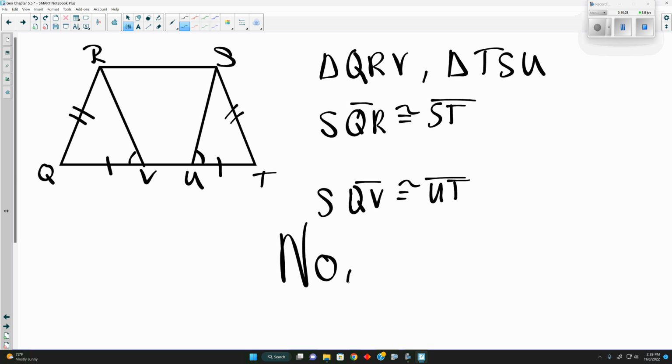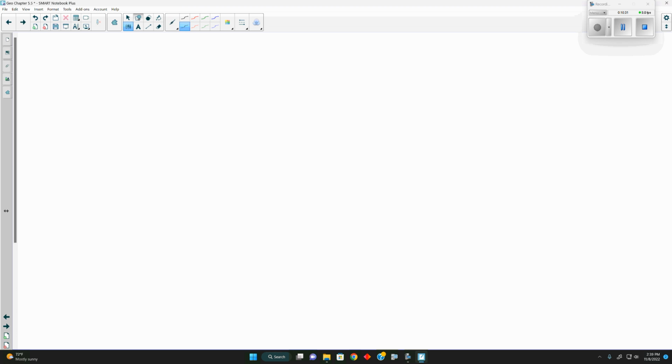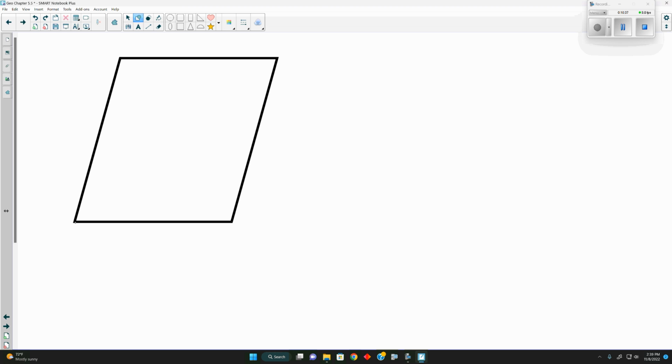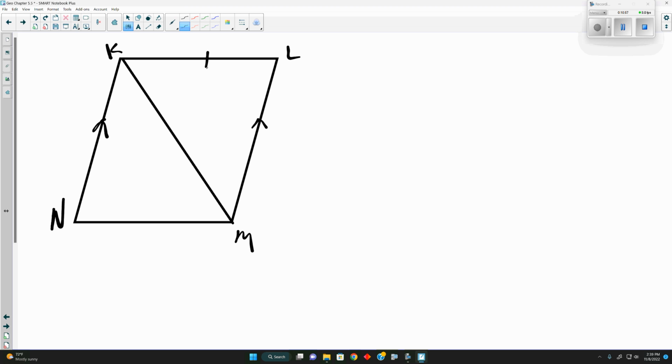So we'll look at this next one here and then move on. So let's use the shape generator. So we have this here. Now our letters are N, K, M, L. Parallel, parallel, congruent, congruent. And we want to say triangle KLM and triangle MNK.